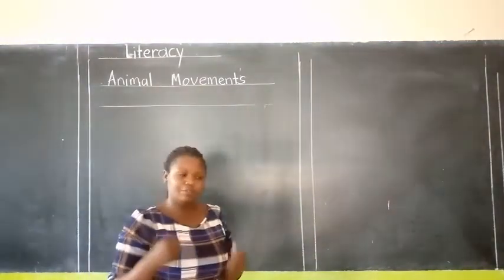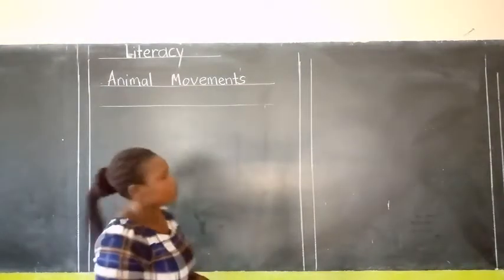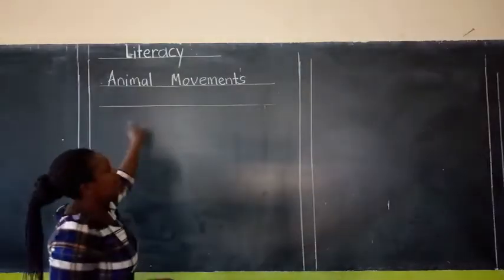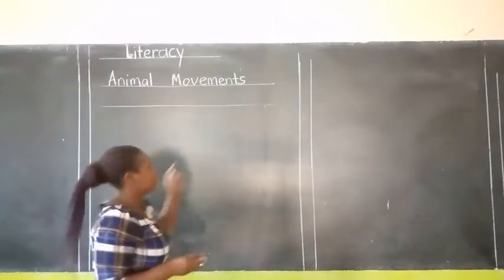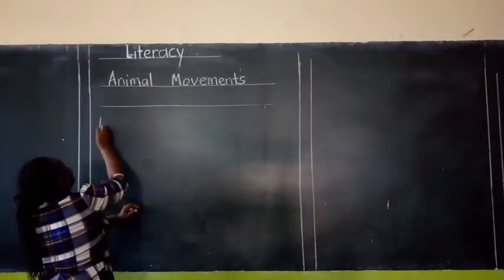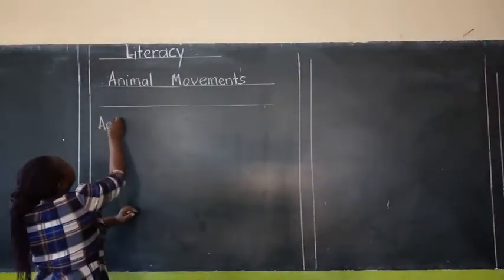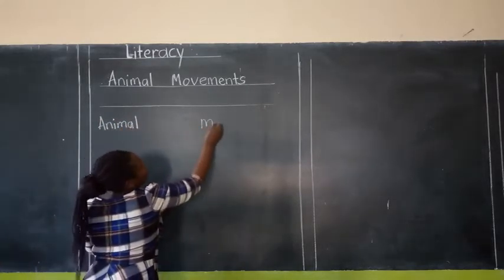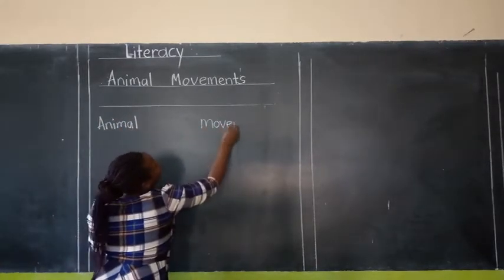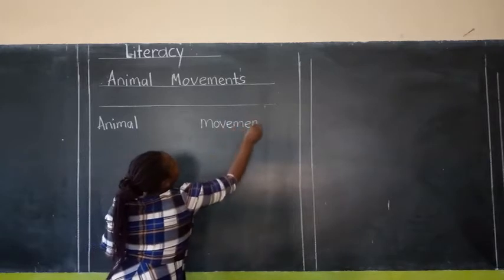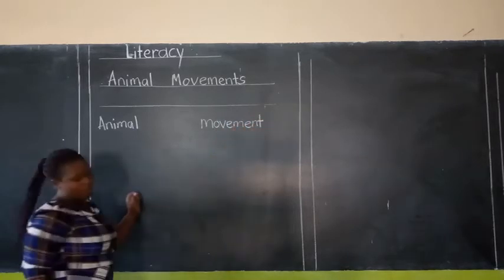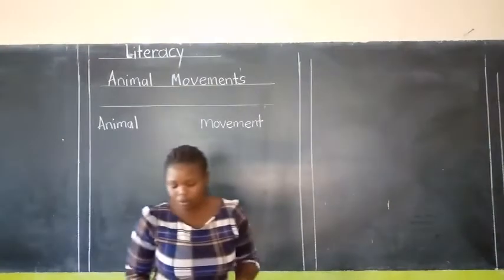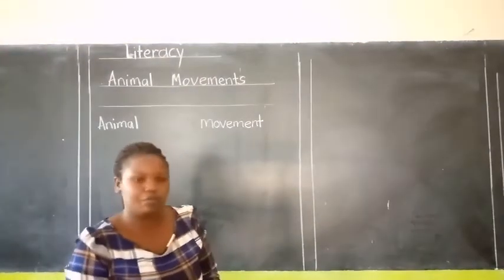Animals move in different ways. So we shall look at the animal and the movement. Here let us write animal, and then here we shall write movement.